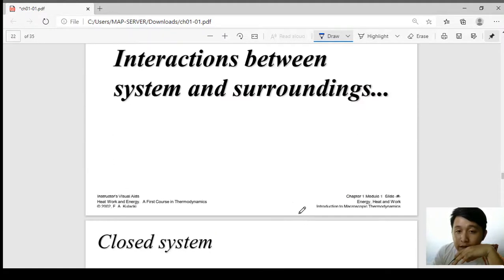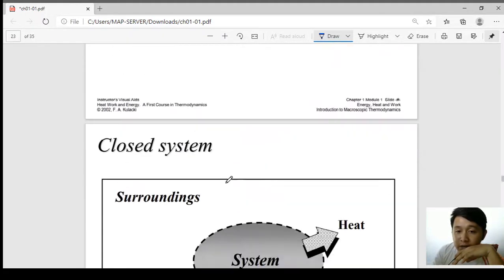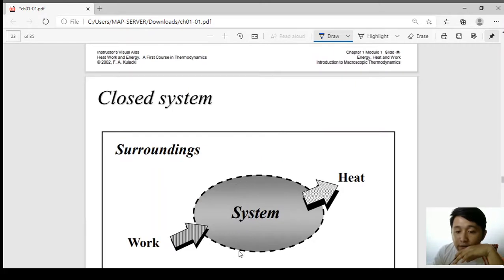So the interactions between system and surroundings, we have. Wait lang. Guys, paspas ba ko kaayo or okay lang? Okay ba, paspas kaayo ba ang pagpaliwanag? Sige lang, i-review na lang na to later.